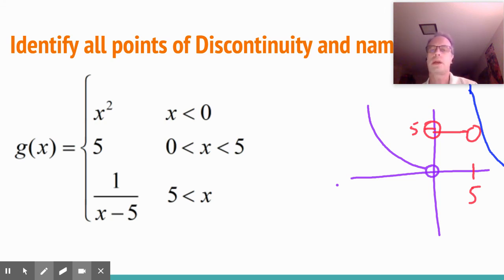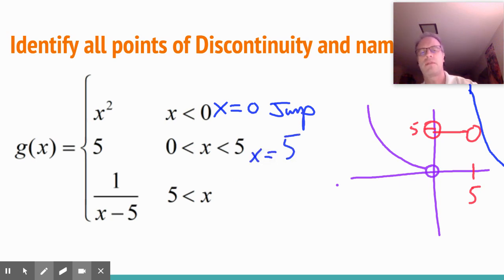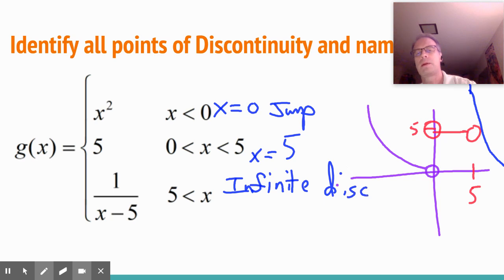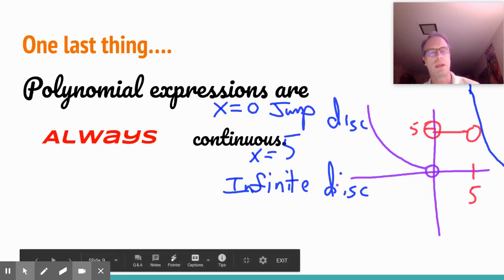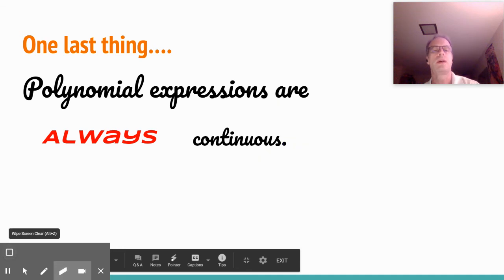Okay, so what I can say is here at x equals 0, I've got a jump. And at 5, I'm going to say I have an infinite discontinuity. Okay. Hopefully this makes sense, and well, if not, you can shoot me an email and I'll try and get back to you.